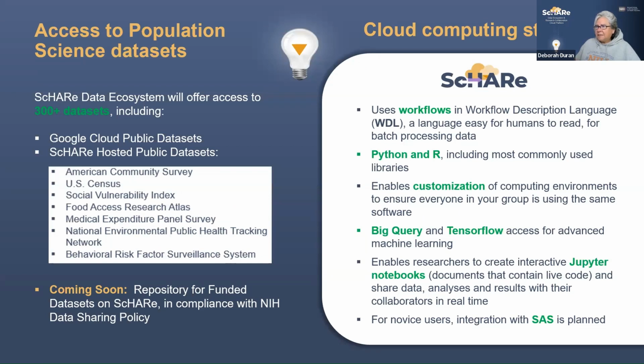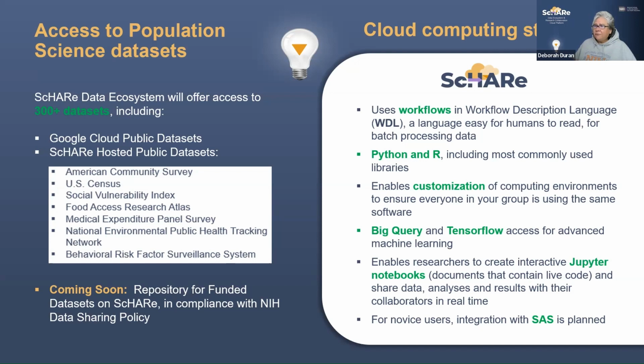The data sets we have now are approximately 200 data sets. When we're fully populated, we're probably going to have around 300. Many of these data sets also have multiple years. So you can have 10 years of data on here as well. So you can do trend analysis and different types of things like that with longitudinal data.